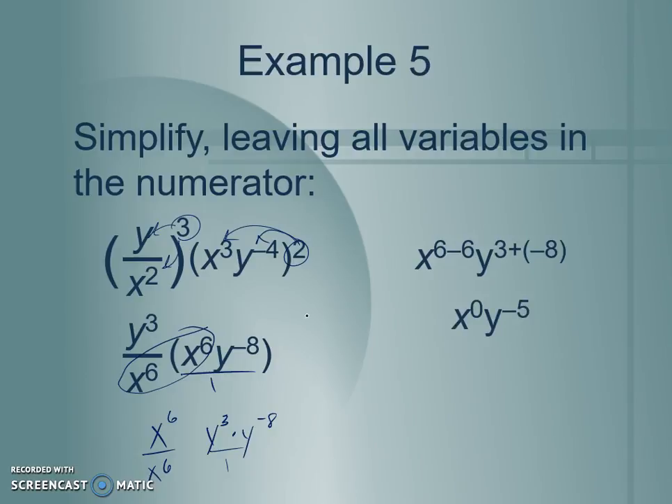Well, we already said whenever we take a quantity to the 0 power, that gives us just 1. It's like multiplying by 1, which means we can drop that out and it's just y to the negative 5th. And we can leave that as our final answer because they told us it's okay to leave all the variables in the numerator. So that would be our final answer.